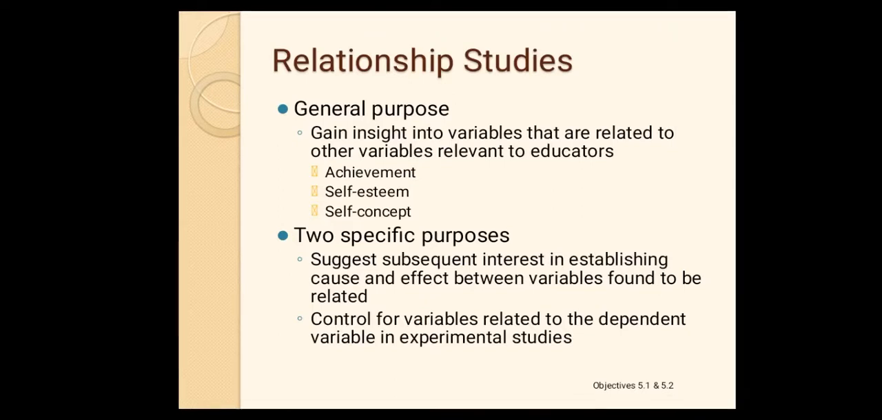The second is to control for variables related to the dependent variable in experimental studies. Relationship studies give researchers information about what variables to control for in both causal, comparative, and experimental research studies.